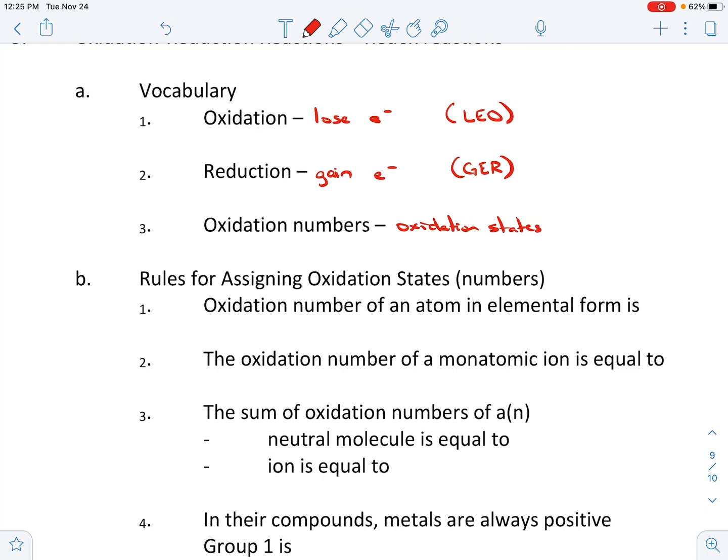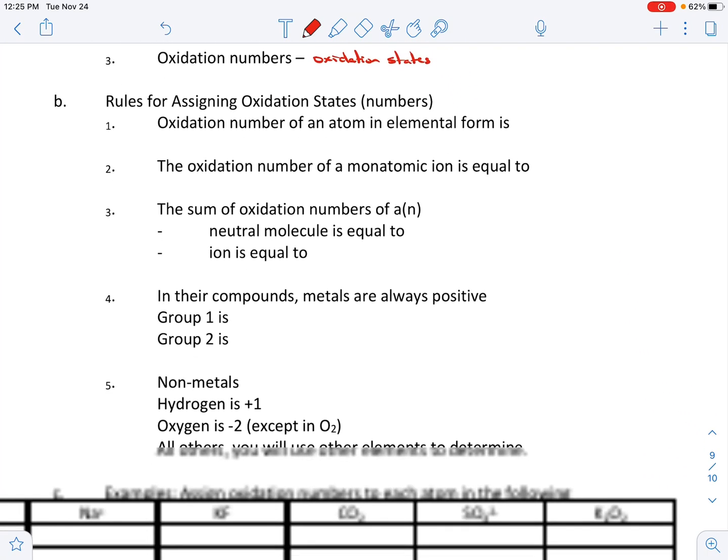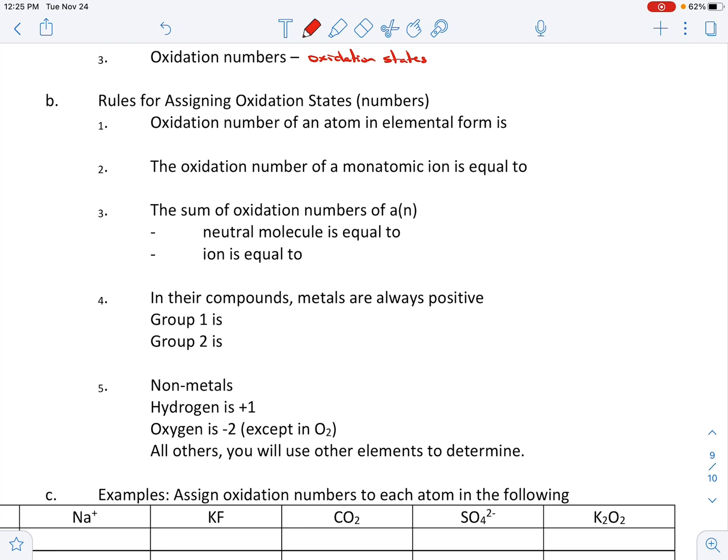So let's talk about how to assign oxidation states or oxidation numbers. The oxidation number of an element in its elemental form is 0. So when an element is in its natural state, it is going to be 0. We know that because that's what it says on the periodic table. The oxidation number of a monatomic ion is equal to its charge. That is also something we know. Now, the sum of oxidation numbers of a neutral molecule has to all add up to be 0. An ion then has to equal its charge.